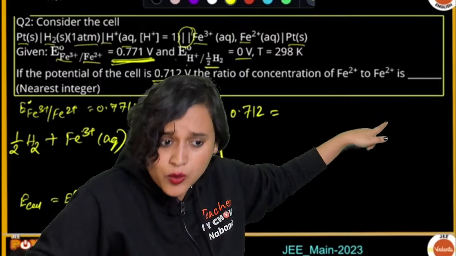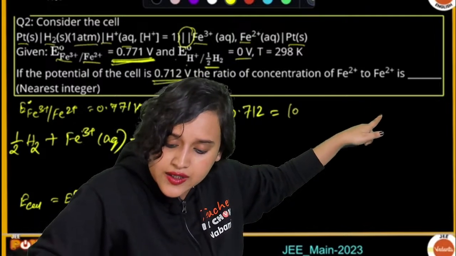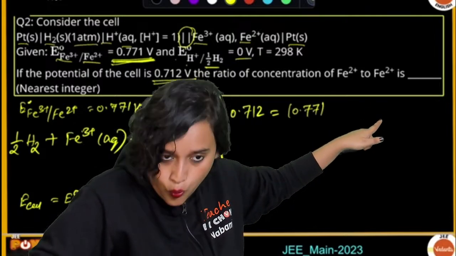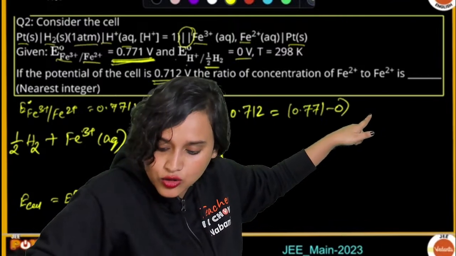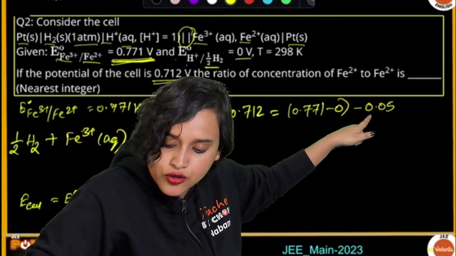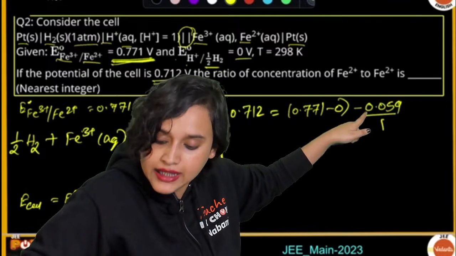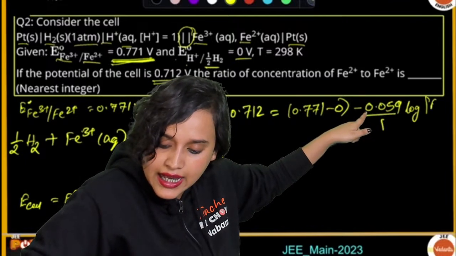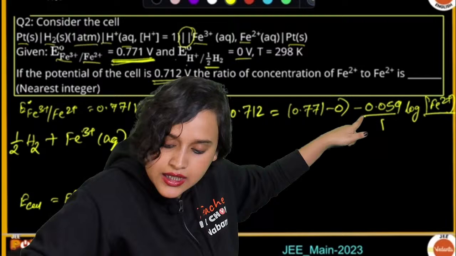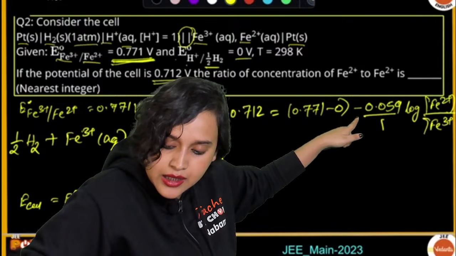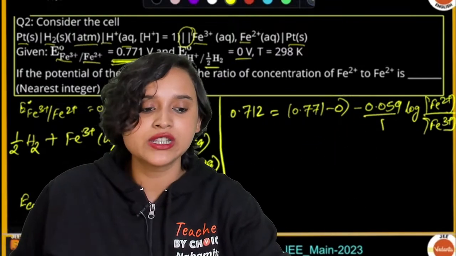So, what are you going to do now? You're going to write here 0.771 minus 0 minus 0.059 divided by 1, and then log, same to same, Fe2 plus divided by Fe3 plus. That's it. Okay. Now we just have to solve it.